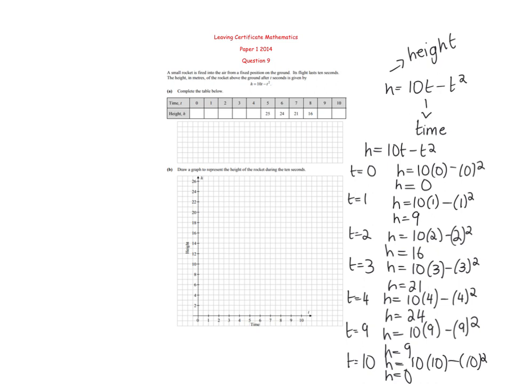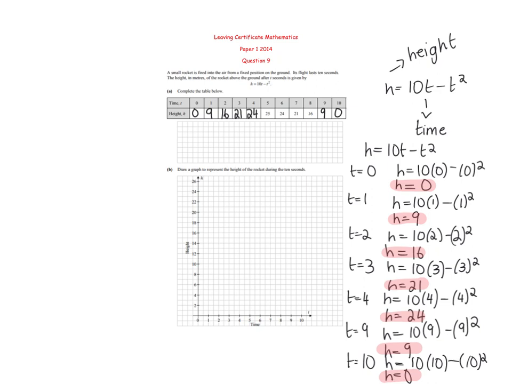We have all the answers then to fill in the table. So when t is 0, h is 0. When t is 1, h is 9. T is 2, h is 16. T is 3, h is 21. T is 4, h is 24. T is 9, h is 9. And t is 10, h is 0. So I'm just going to fill that into the table really quickly.